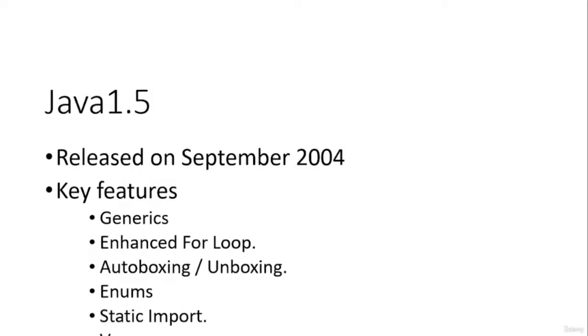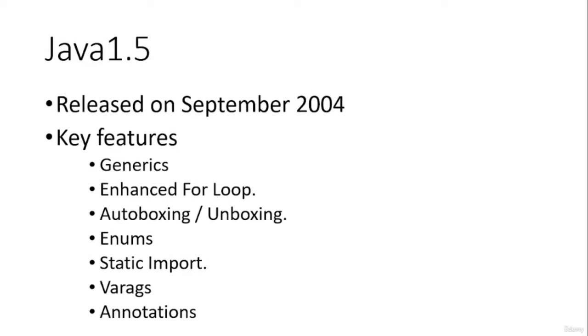Now let us discuss Java version 1.5. It was introduced in September 2004, and its key features include generics. Generics brings generic programming to Java. It allows a type to be passed as a parameter in Java. This is a cool feature which allows us to have generic methods and generic classes. We will discuss this in the generics section of our tutorial.